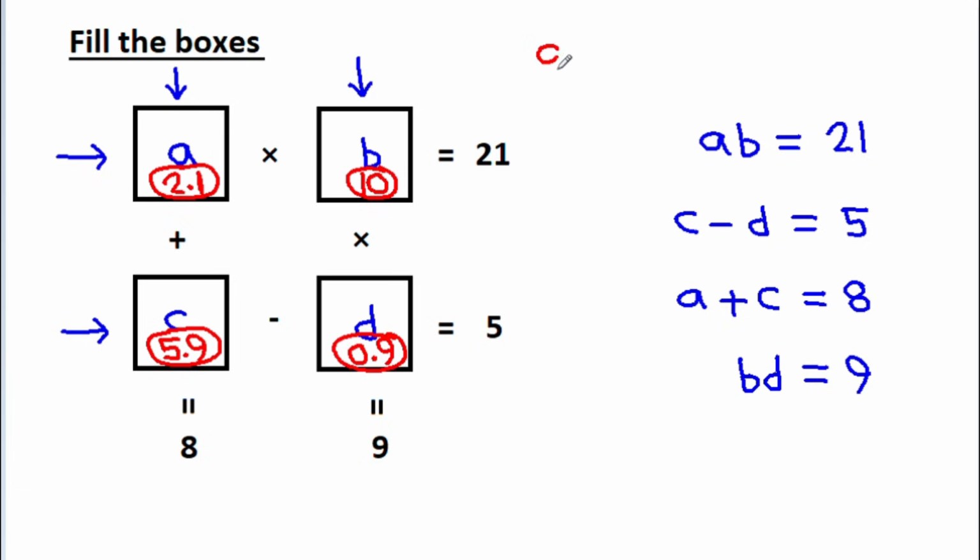So we get A is 2.1, B is 10, C is 5.9 and D is 0.9.